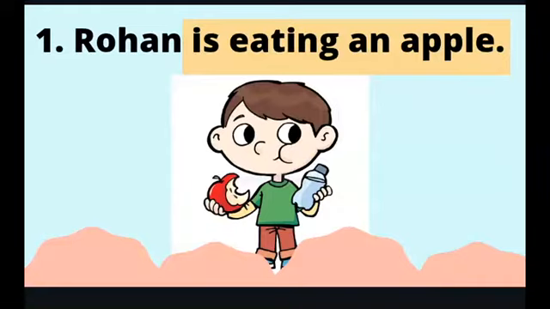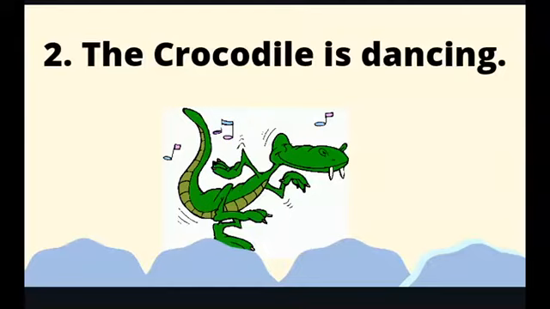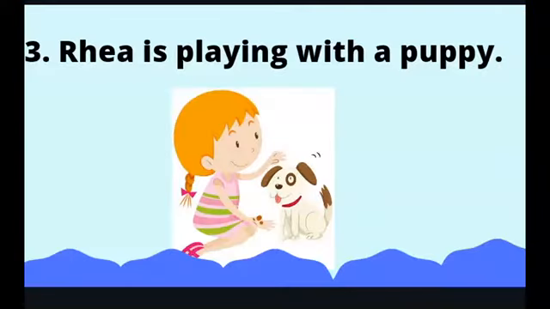Let's go to the second sentence. Second sentence, the crocodile is dancing. The crocodile is dancing. Mark your answers. And the answer is, dancing is a predicate. Subject is the crocodile.